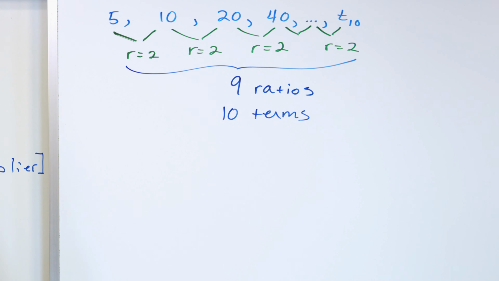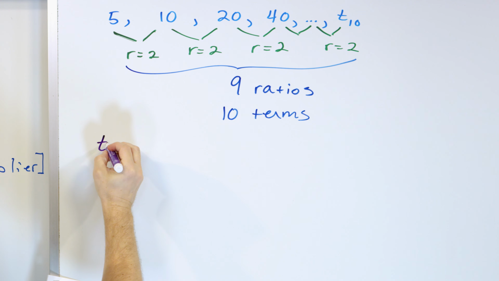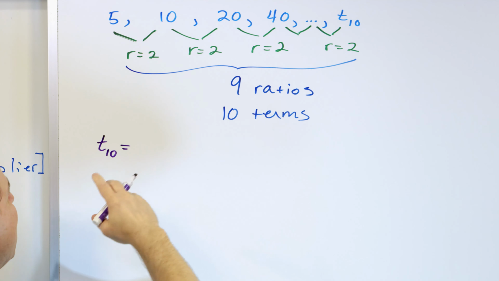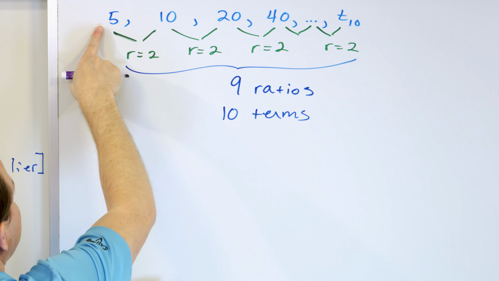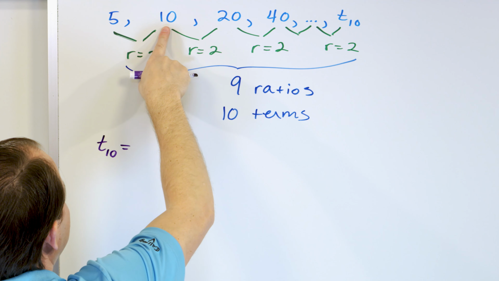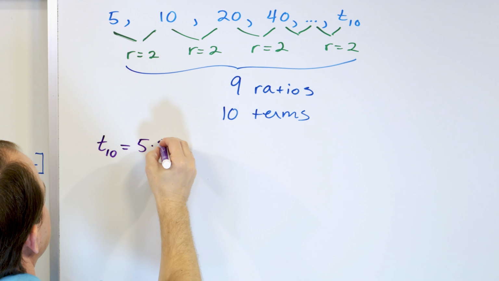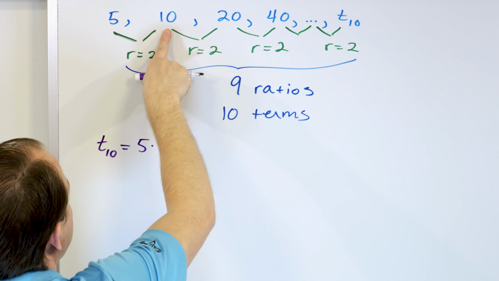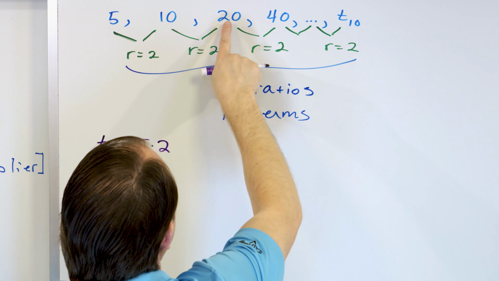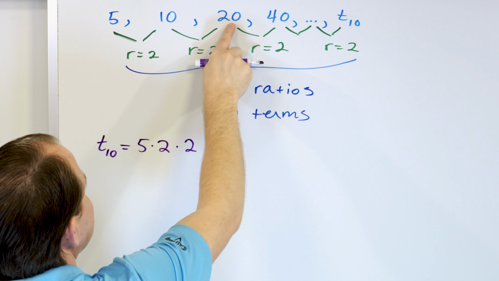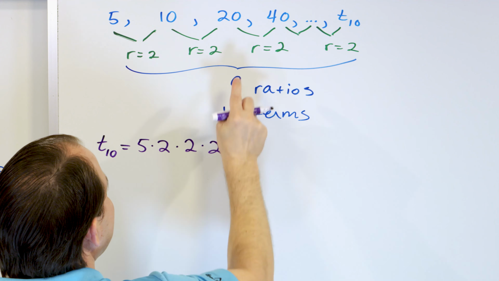So how would I calculate ahead of time what term number 10 would be? Well, I just start with the first term and multiply by 2. That gives me the second term, right? So I could say 5 times 2. That's going to give me that second term. But then to get the next term, I just have to multiply by 2 again. See, 5 times 2 is 10, times 2 is 20. Then I multiply by 2 again and I get the 40.